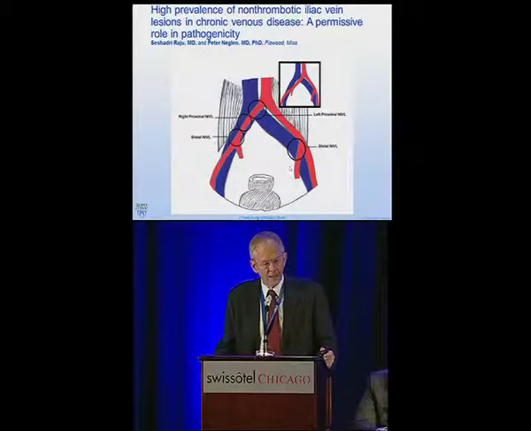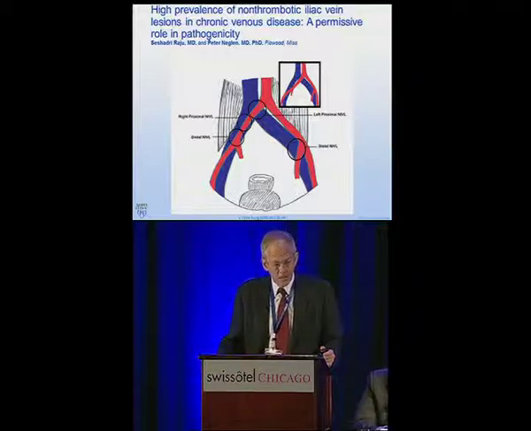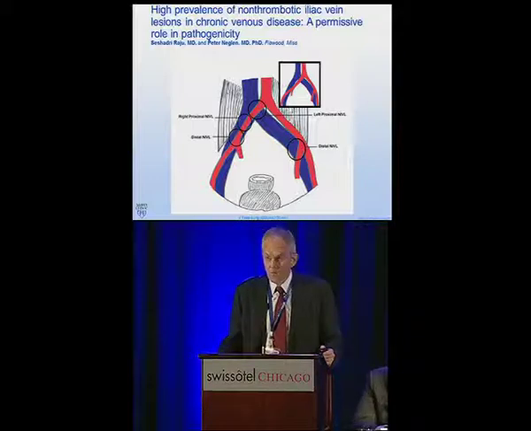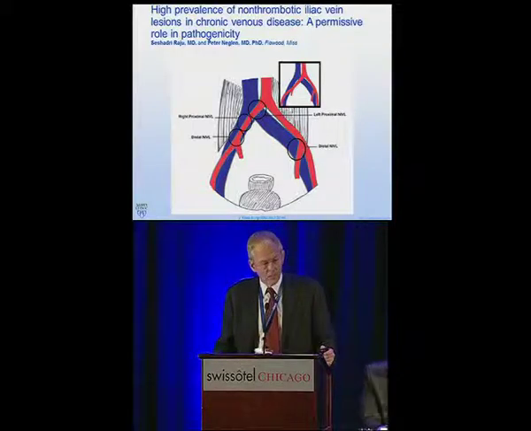For example, on the left side, the internal iliac artery goes in front of the common iliac or external iliac vein and causes compression there. And also on the right side, the artery crosses the right iliac vein and causes compression of that. This would not be typical for May-Thurner syndrome as we understand it, we wouldn't call it May-Thurner syndrome, but it would fall into many of the other names that we use for this condition.